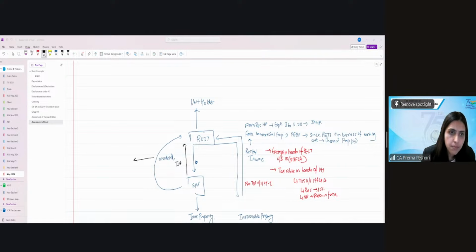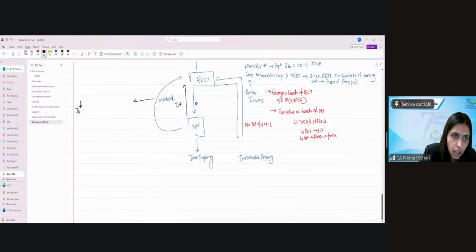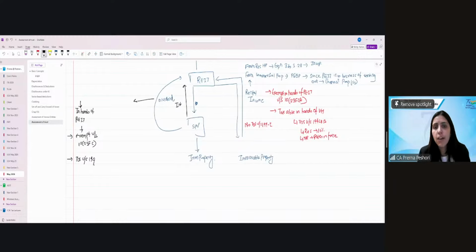In the hands of REIT, the dividend received from the SPV by the business trust remains exempt under 10(23FC). Further, there will not be any TDS under 194 by the SPV while distributing the dividend to the business trust because this is exempt dividend. So SPV is not required to deduct any TDS under 194. Clear?